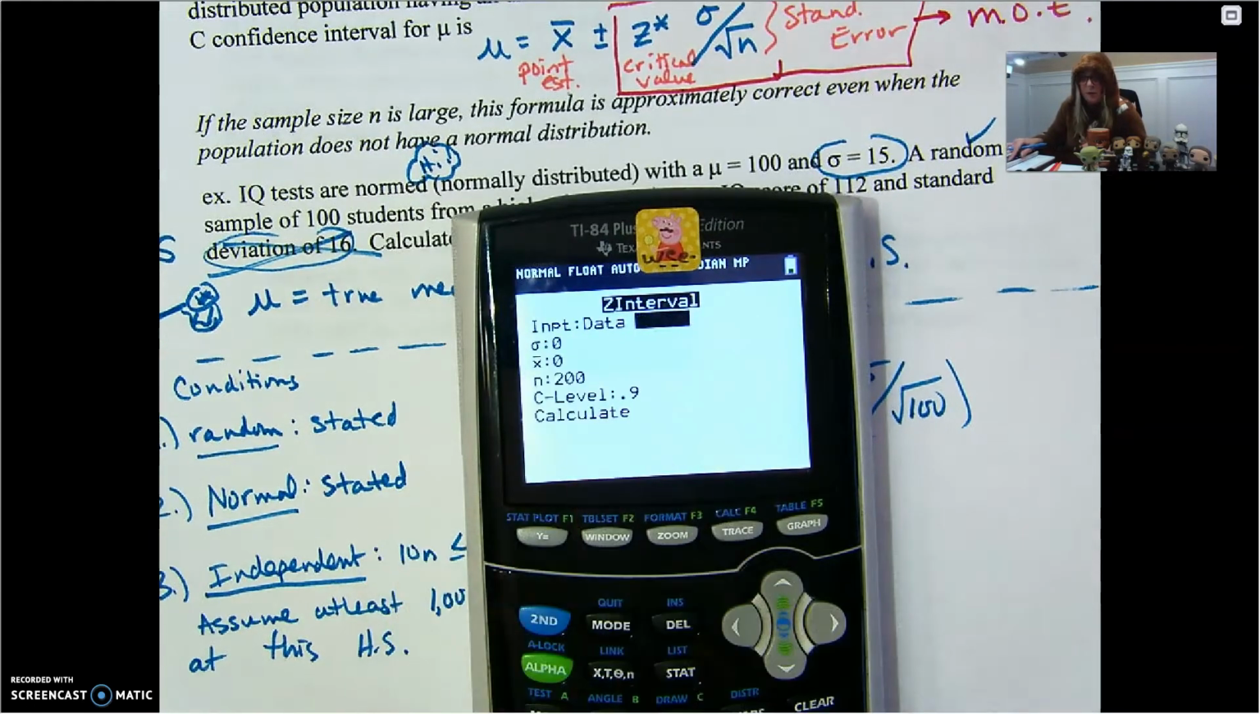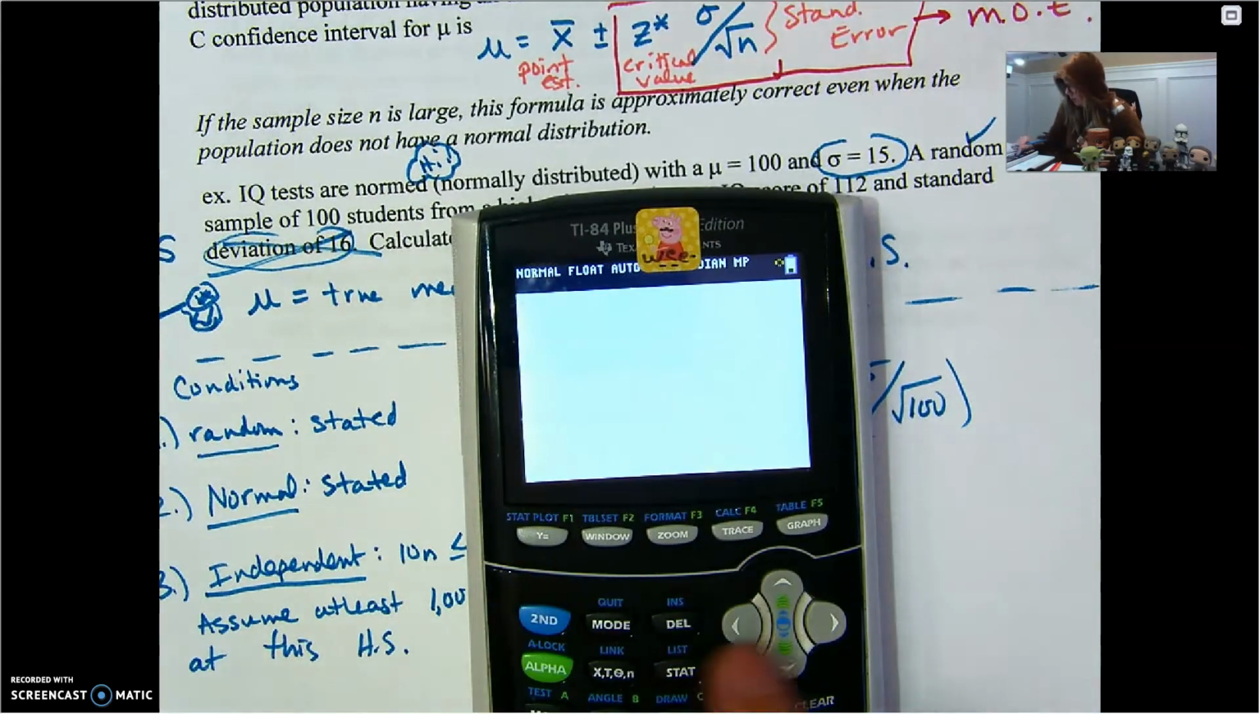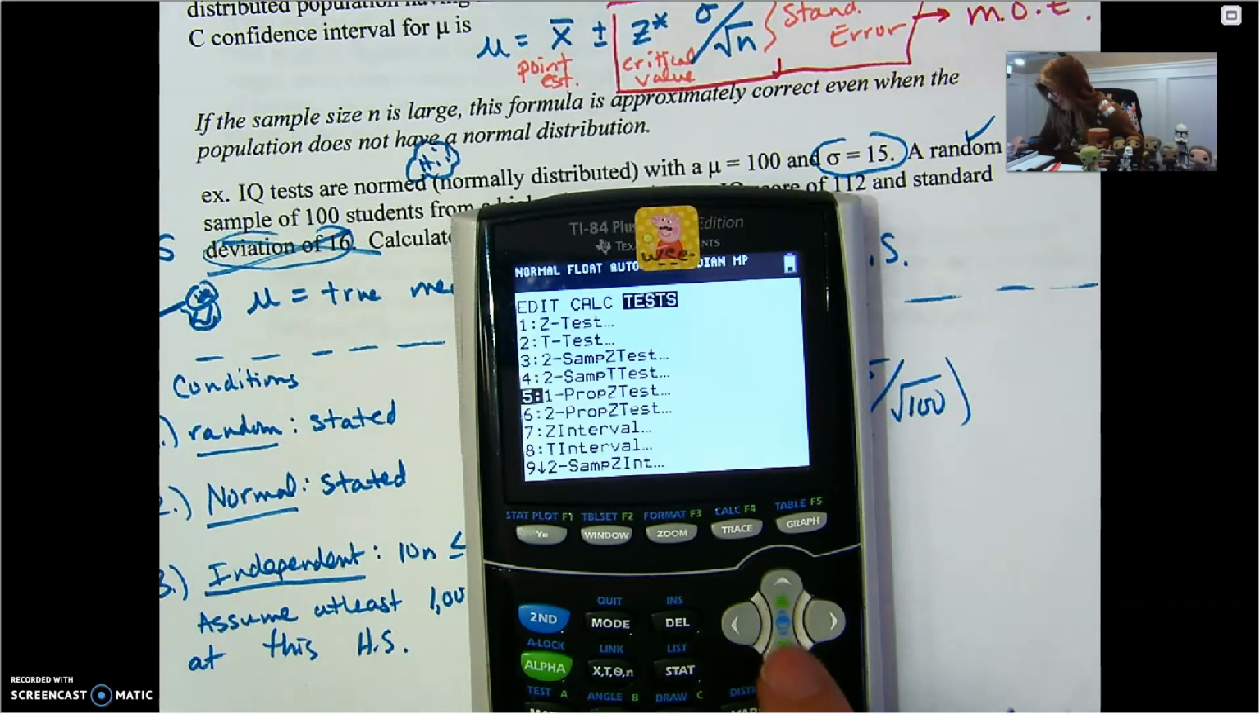Our sigma was 15. Whoa, what happened, George? I don't know. Let's try that again.